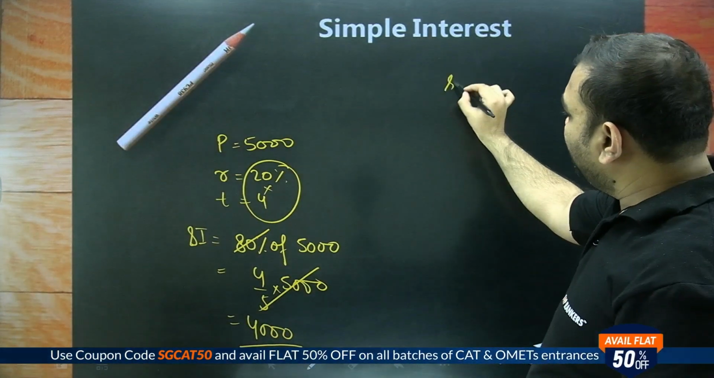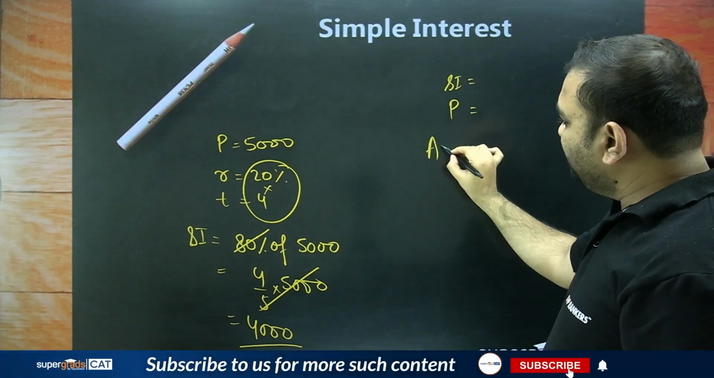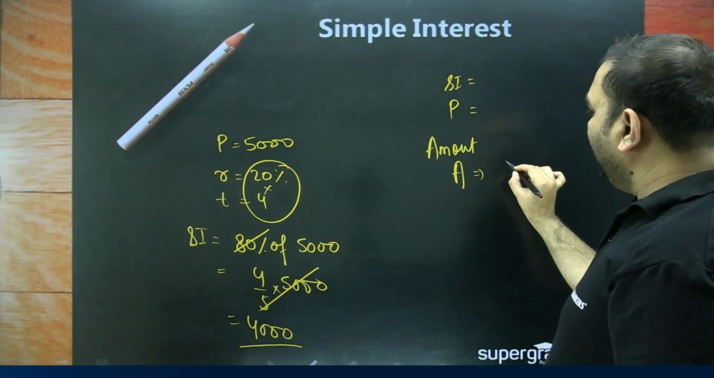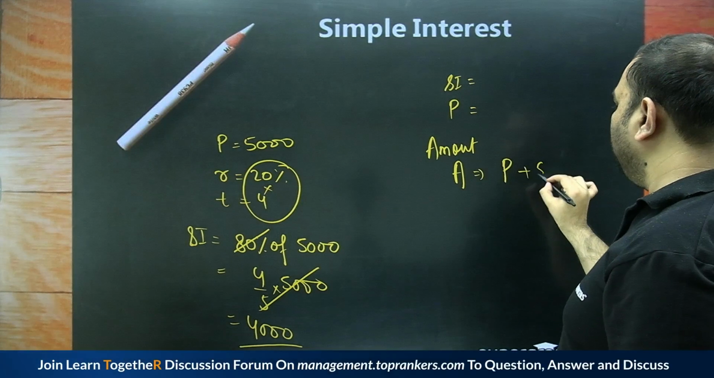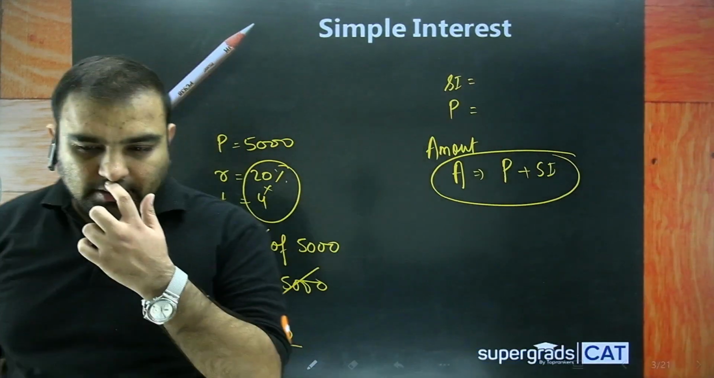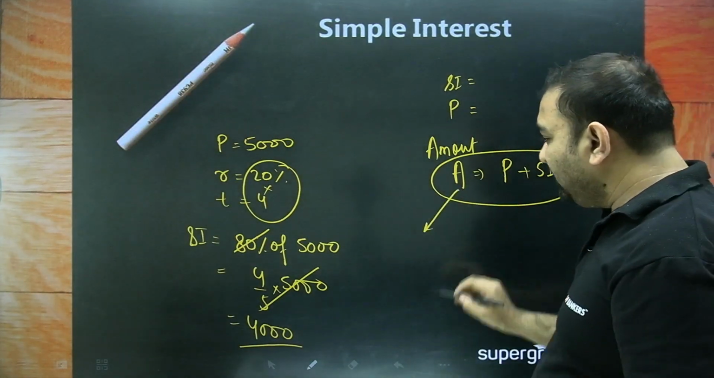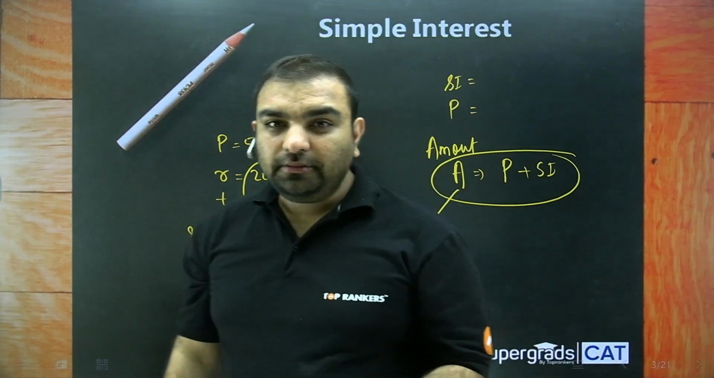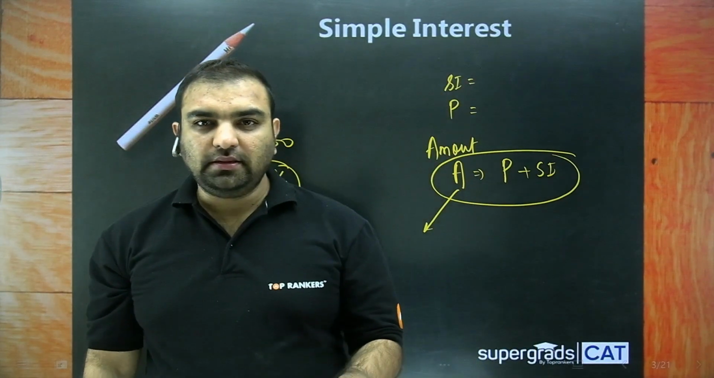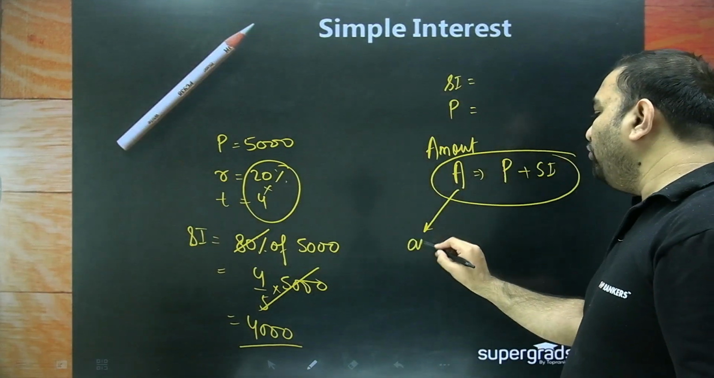So we are familiar with SI now, and we are familiar with principal now. There is one more word, amount, A. It is the sum of principal plus the simple interest. So how will you recognize this amount? I'm reading a statement: a sum of money becomes 5,000 after 4 years. This 'becomes 5,000' indicates that it is amounting to 5,000.